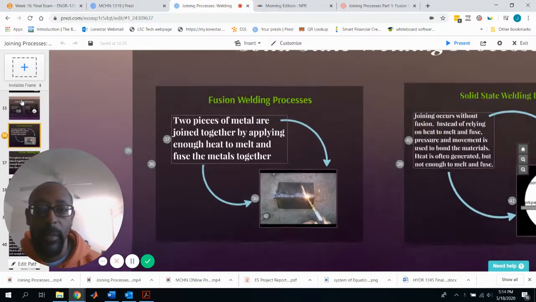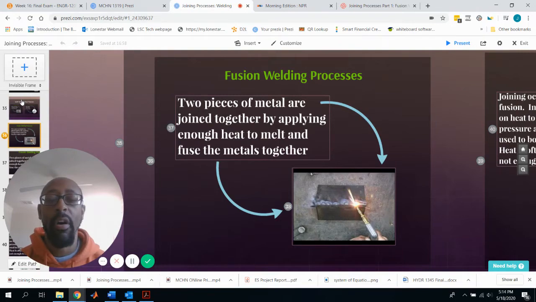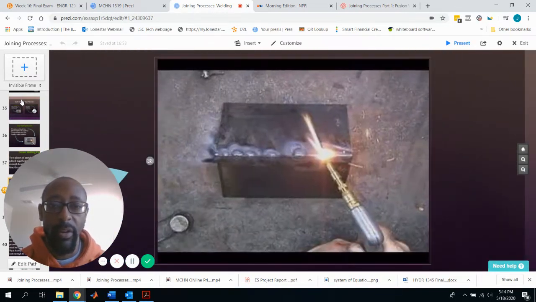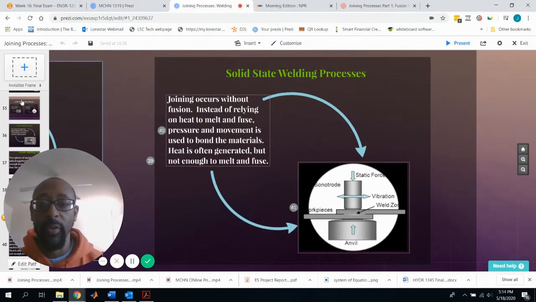Okay, so before we talked about fusion welding processes where two pieces of metal were joined together by essentially applying enough heat to melt and fuse the metals together. So that was a big point. The welding bond was caused by heat. And here's an example.